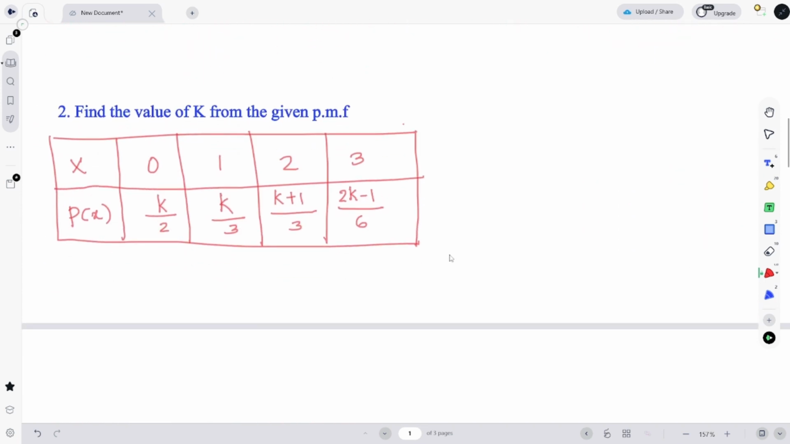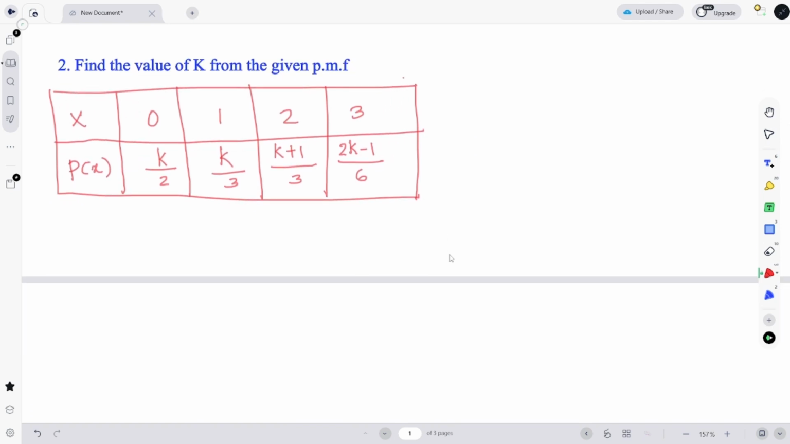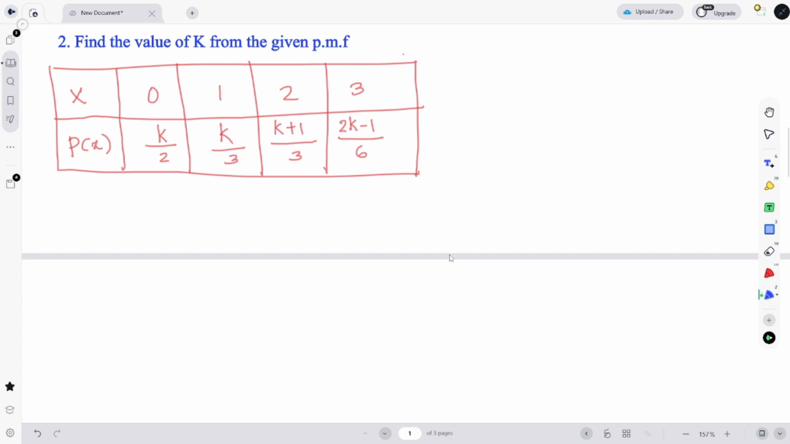Now the next problem: find the value of k from the given PMF. Here PMF is given, you have to find the value of k. So we know that probability always lies between 0 and 1 and total probability always should be equal to 1.